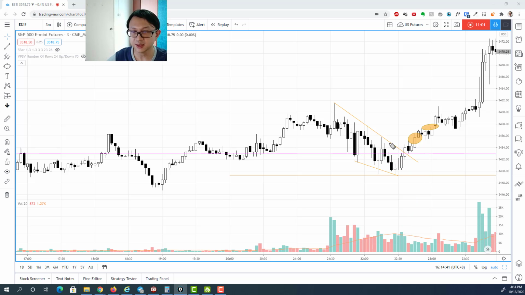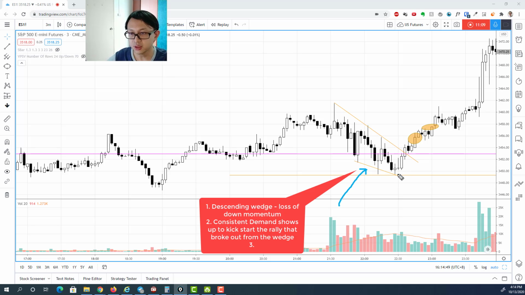So we can say that we have a descending wedge, which suggested the losing of the down momentum, and subsequently the demand came in, starting at this small candle, and then we have seen consistent demand to kickstart the rally, and it's actually breaking out from this descending wedge. Okay, so this is the first part of the story.